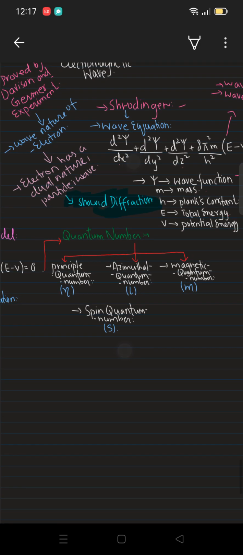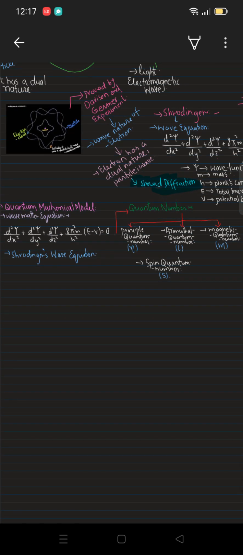We were discussing the quantum mechanical model. With this Schrodinger wave equation, we got three quantum numbers. They were the principal quantum number, denoted with n, the azimuthal quantum number, denoted with l, the magnetic quantum number, denoted with m, and the spin quantum number, denoted with s. Now today we're going to see what they are used for.